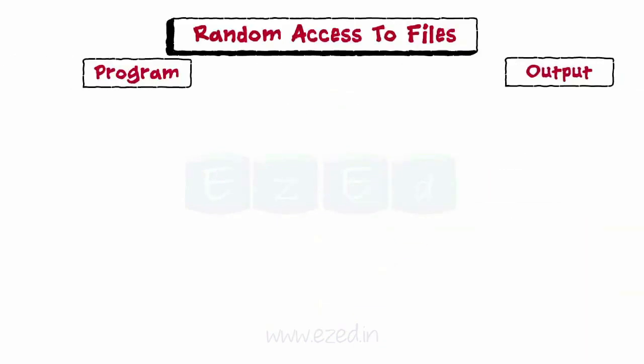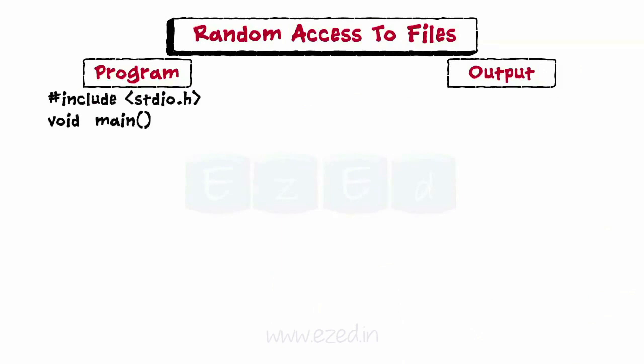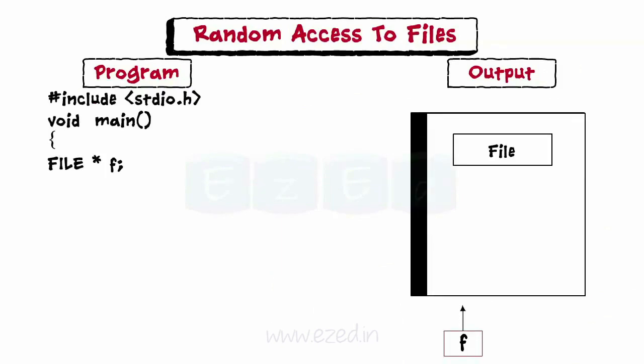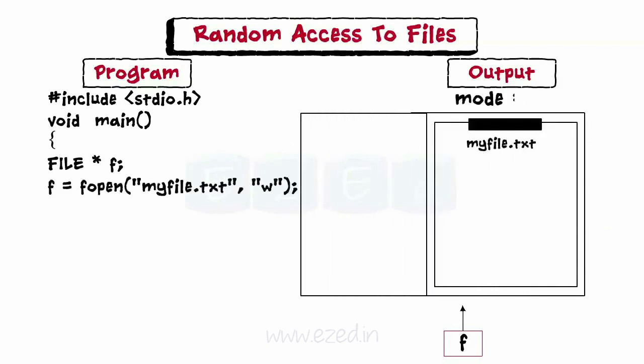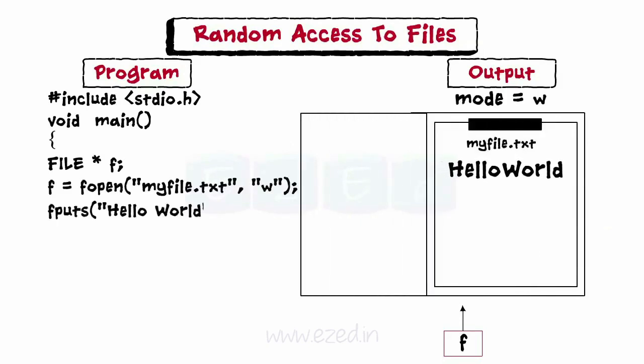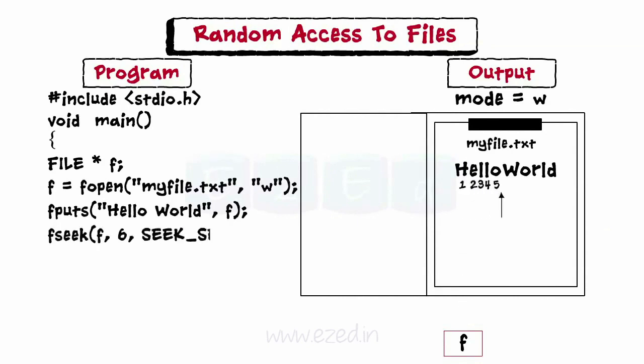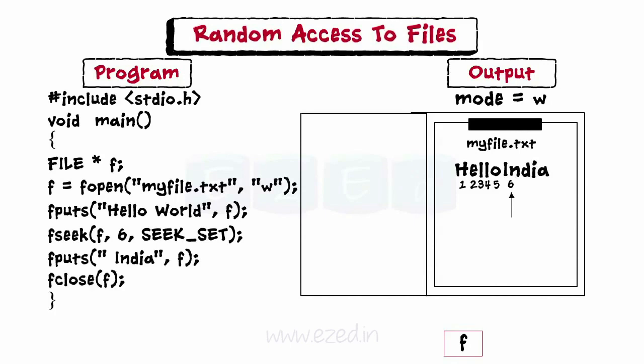Write a program to illustrate the use of the fseek function. We start by declaring the main function followed by the file pointer. Then we open the file in writing mode, in which we put the text "hello world". The fseek function is used to seek the 6th byte of the file. This line places the word India at the current seek position, after which we end the program.